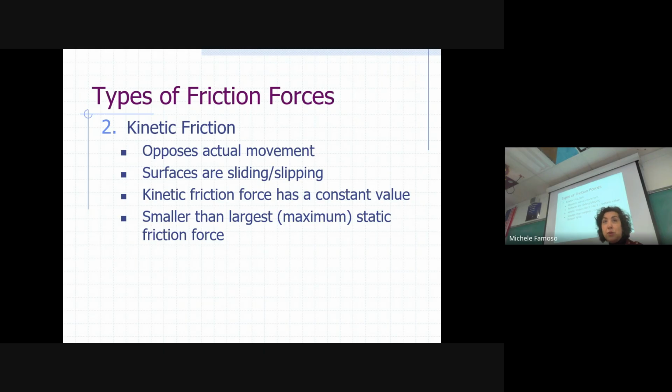To get something to move that's really heavy, you got to give it a good shove, and then once it's moving, it's like you broke that real strong attraction between the two surfaces, and then it will slip a lot more easily. So the kinetic friction force is always smaller than the maximum static frictional force that will exist between the same two surfaces.